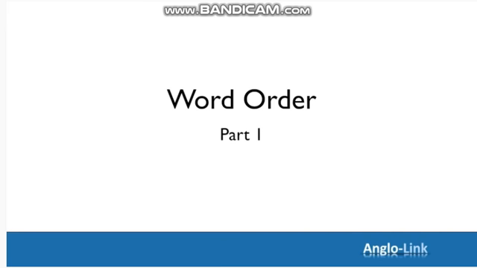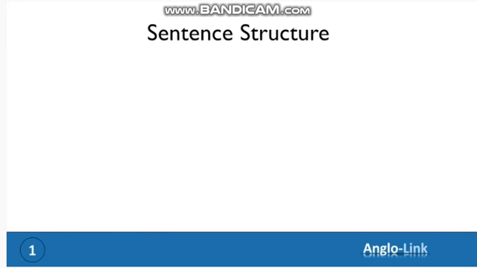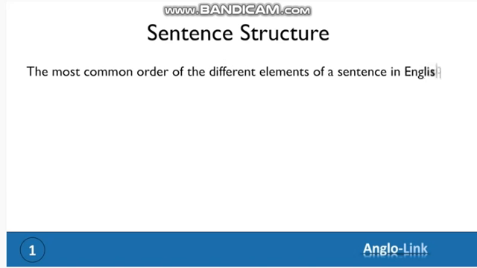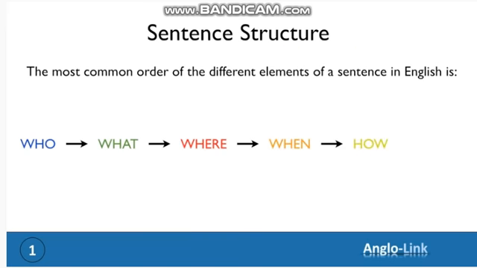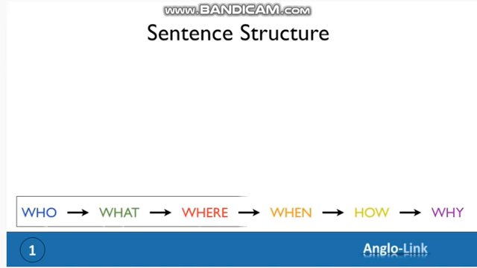Word Order Part 1. In this part, we're going to focus on sentence structure. The most common order of the different elements of a sentence in English is who, what, where, when, how, and why. Who, what, where, when, how, and why.